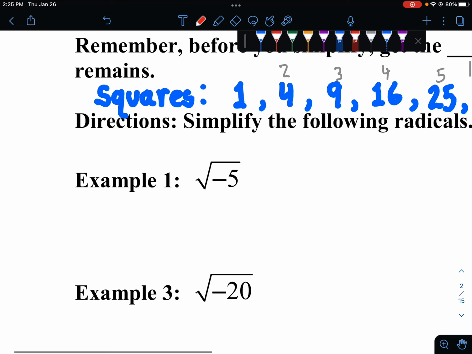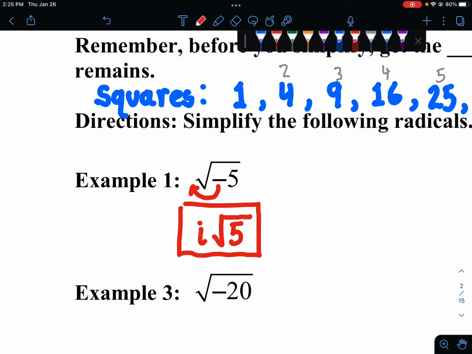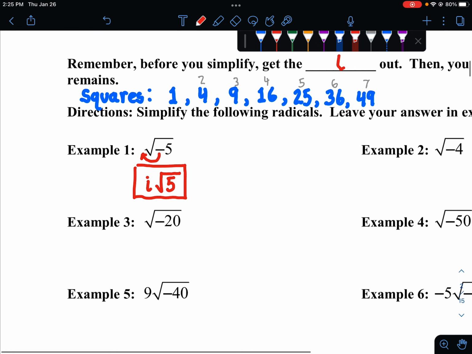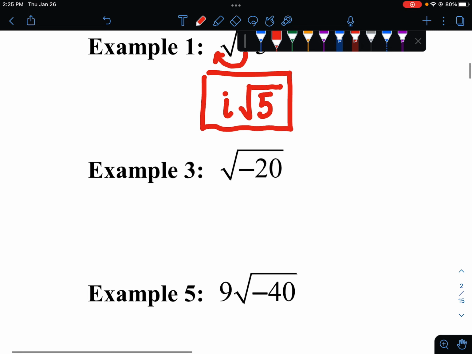So on this one, we are going to get the i out first and rewrite it. And now we see that we can simplify that root i. Well, if we can simplify that root i, there are no perfect square factors, so that is simplified. So before we perform any kind of operation, we're going to get the i out. So on the next one, we have root negative 20. We are going to get that i out.